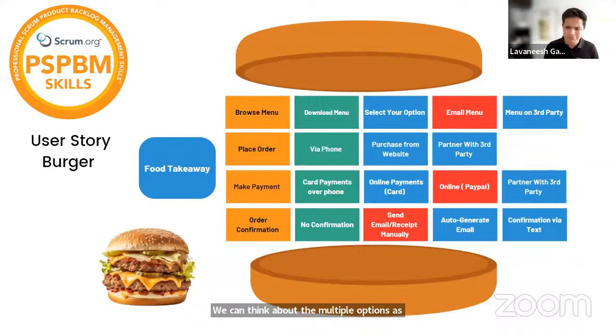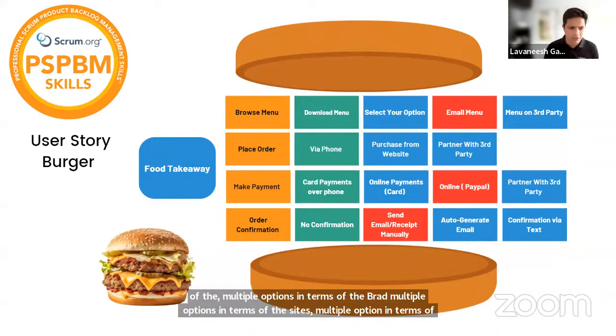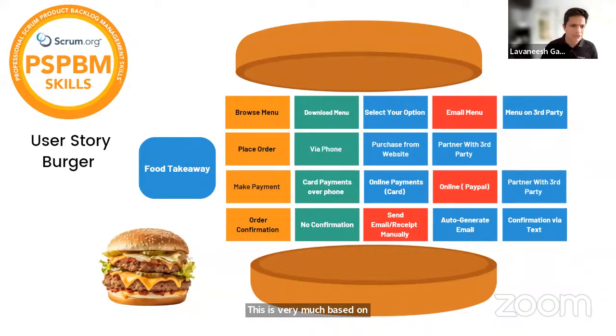Okay, very much like, let's say you are going to a Subway. You have got multiple options, isn't it? Multiple options in terms of the bread, multiple options in terms of the sides, multiple options in terms of the patties and things like that. This is very much based on that kind of concept. So for an example, the feature that we are working on is: there is an organization, a food takeaway, and we want to build a feature for how people can order the food itself.